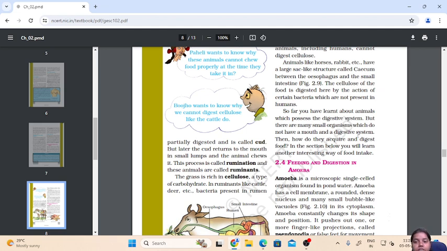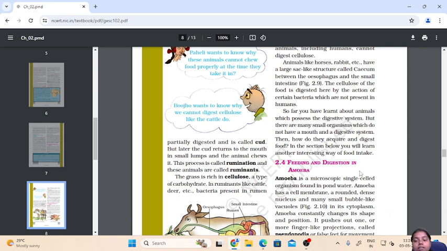So far you have learned about animals which have a digestive system. But there are also very small organisms which do not have a mouth to take up food or to chew, and they do not have a proper digestive system like us, with proper organs and everything.